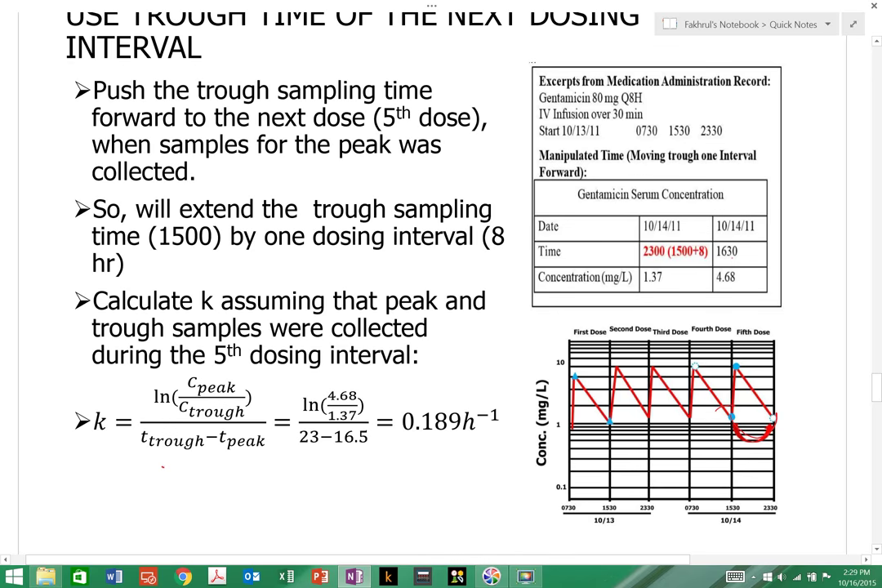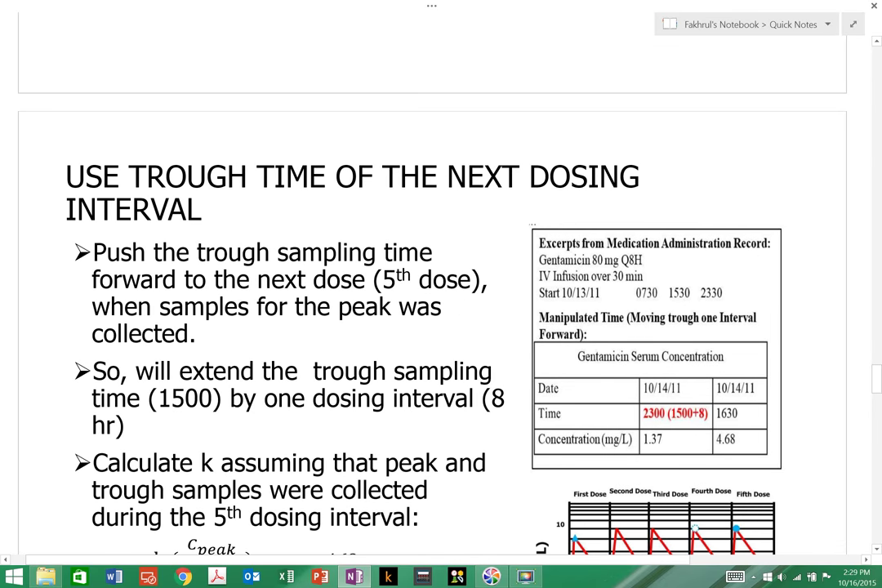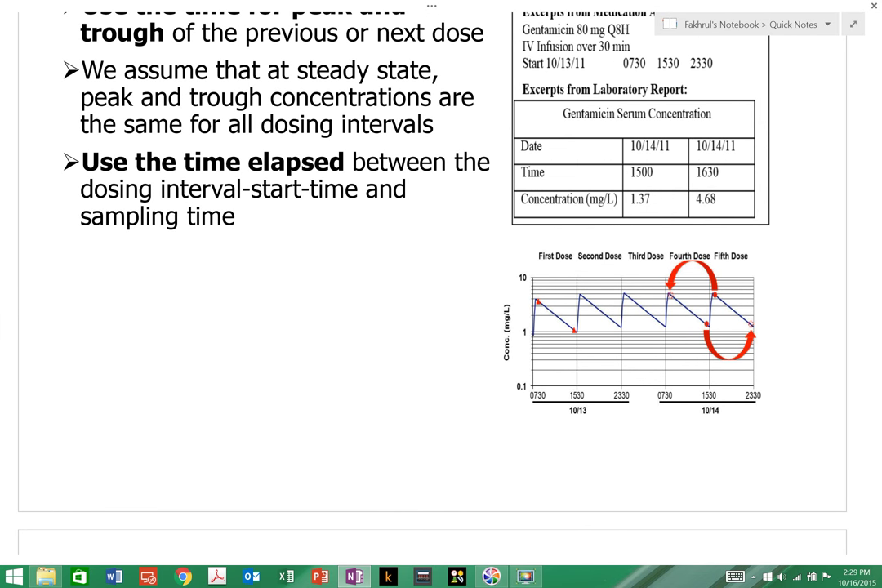So for this reason, in the real medication order, you see the sample was taken at 15 hours and 16:30 hours. This is the sample that was taken, and you can easily see this is the peak one because it's a higher concentration. This is the C trough one. So if the sample is taken at two different time points, here this is the fourth dose, and then the peak sample you have taken in the fifth dose. For this reason, either you push this forward or push this time backward.